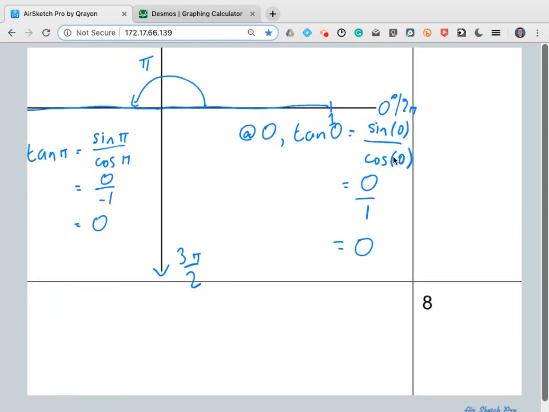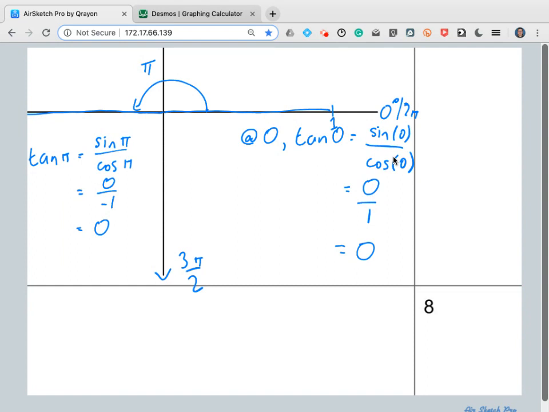Similarly, down here, we're going to have tan 3 pi on 2 is equal to sine 3 pi on 2 over cos 3 pi on 2, which is equal to -1 over 0, which is going to be undefined again. So we see, at those two values, we've got an undefined function.